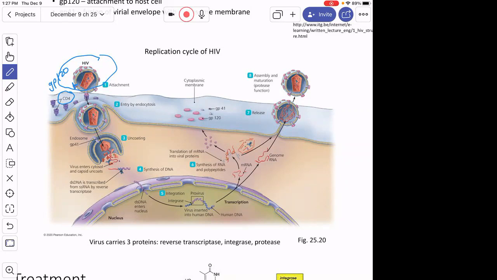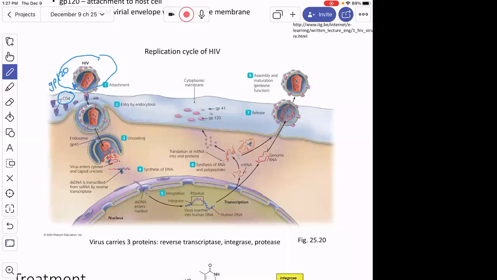And this is a problem because remember, the helper cells are necessary to most of the time activate B cells to make antibodies and to activate cytotoxic T cells to kill virally infected cells. So without those helper cells, your adaptive immune response is pretty low. So we'll talk more about that in a minute. So it's attaching to those CD4 receptors. It, again, tricks the cell into endocytosing it.